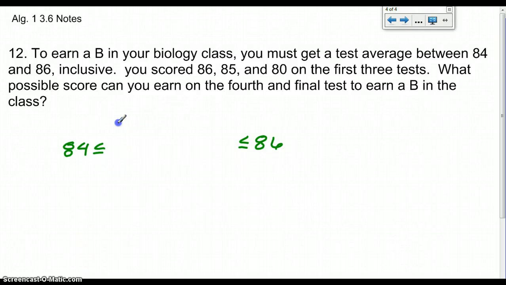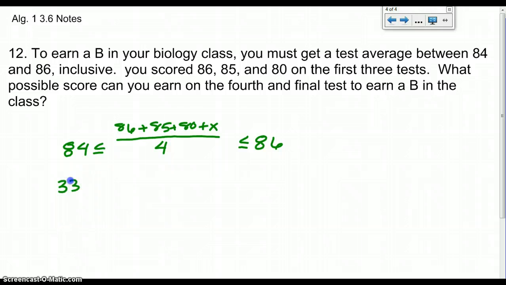And to get the average of anything, we add all of them up and then divide by the number we added. So we have 86 plus 85 plus 80 plus x, which will be the fourth test. So that'll tell us what our score needs to be on that fourth test, divided by 4 because that's the total amount. So then, if we multiply both sides by 4, we have 336 is less than or equal to, and then if you add those up, it's 251 plus x, which is less than or equal to 344.